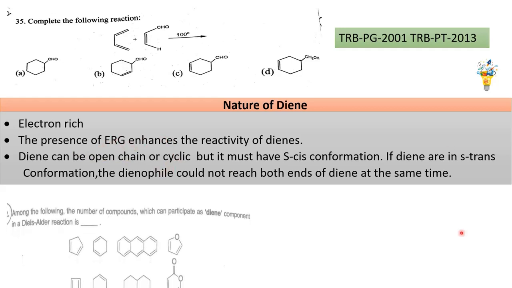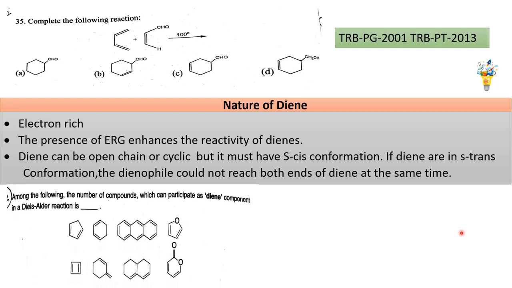Okay, then here the question. Among the following, the number of compounds which can participate as diene compound in the Diels Alder reaction. This is a question in JAM 2016. Compounds 1, 2, 3, 4, 5, 6, 7, 8 are given. How many compounds participate in the Diels Alder reaction?